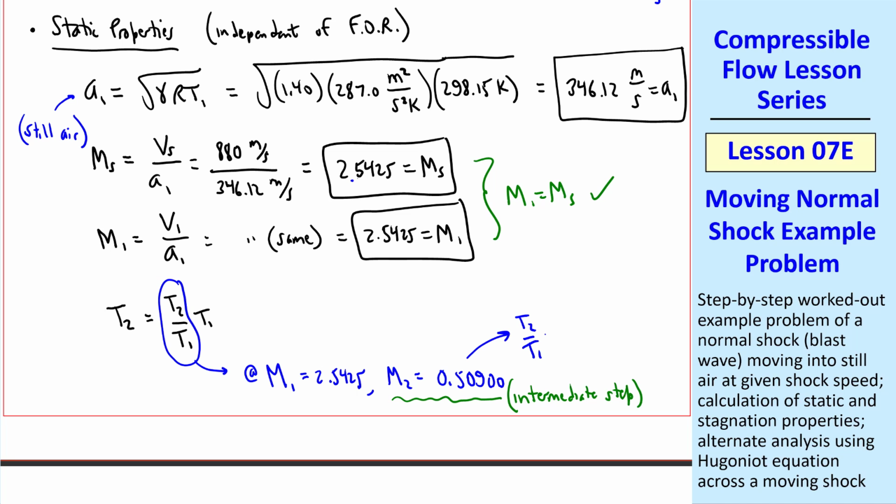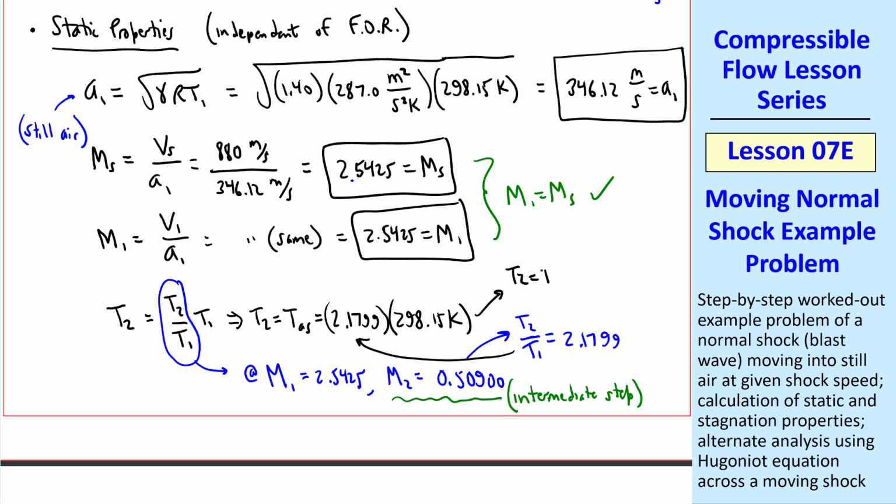This gives us T2 over T1 equal to 2.1799. Plugging that in, we get T2 equals TAS equals 2.1799 times T1, so T2 equals TAS equals 649.94 K. Notice how hot this is. The temperature has gone up more than 350 degrees C, or 350 K, across the shock.